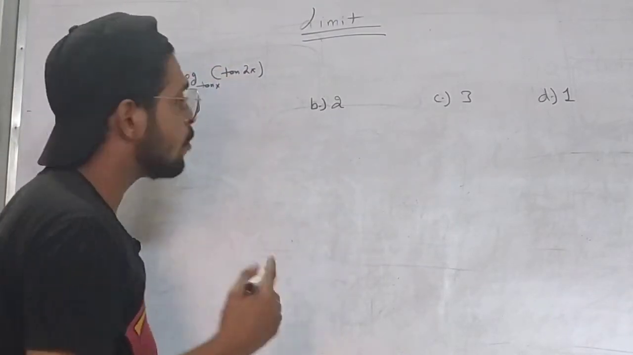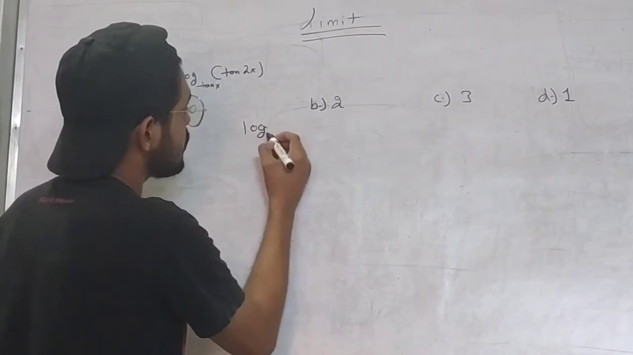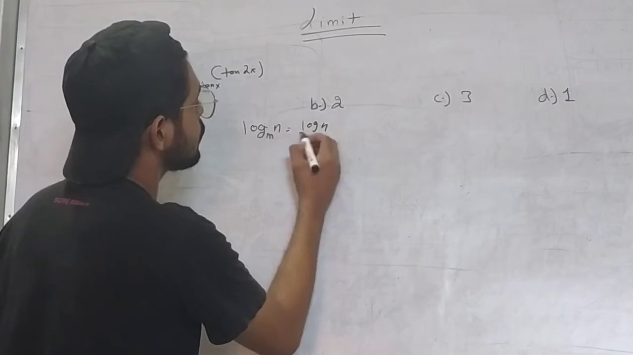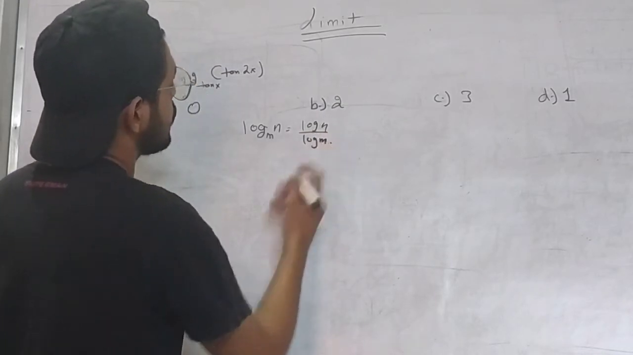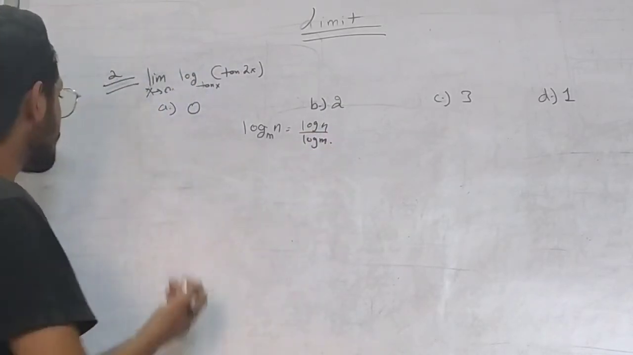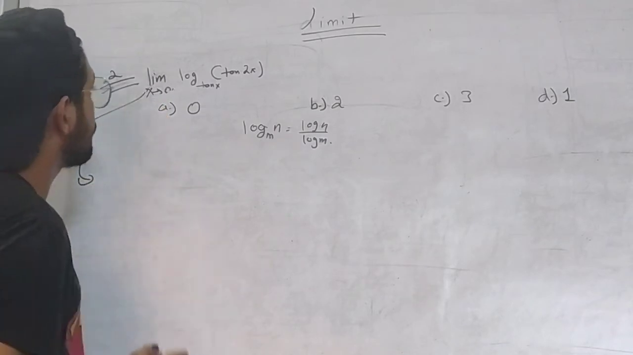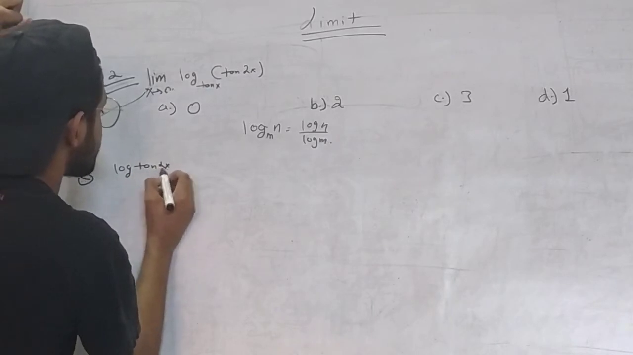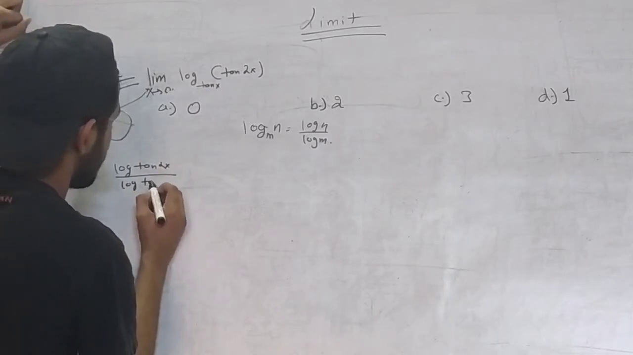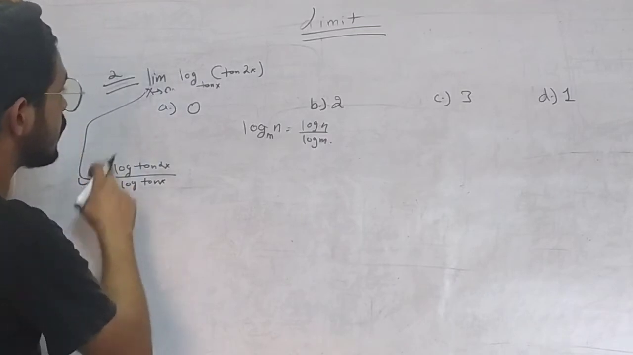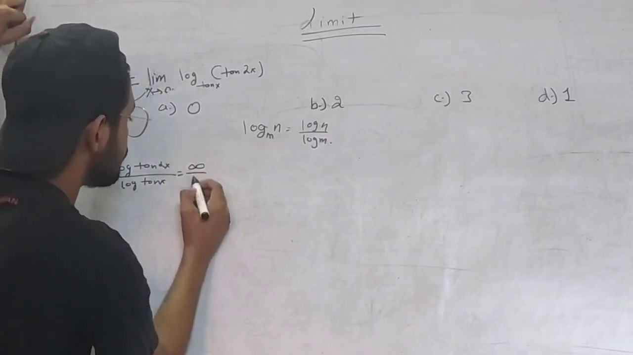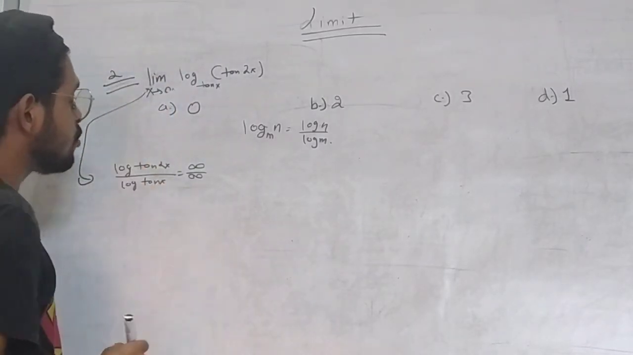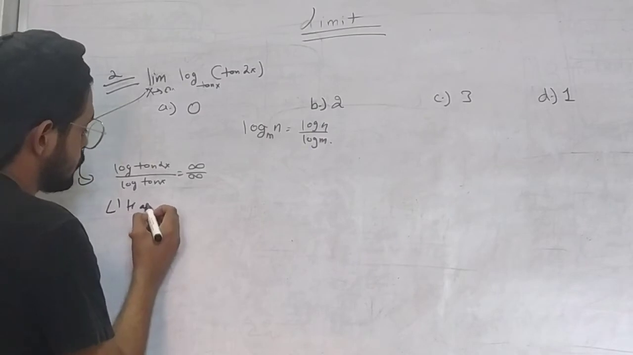To solve the base problem, we have to understand this: if we have log n to the base m, we can write it as log n by log m. So now it's good to go for you to solve this question. This can be written as log of tan x by log of tan 10x. If we apply the limit here, it gives you an infinity by infinity form. To solve that, we have to apply L'Hospital rule.